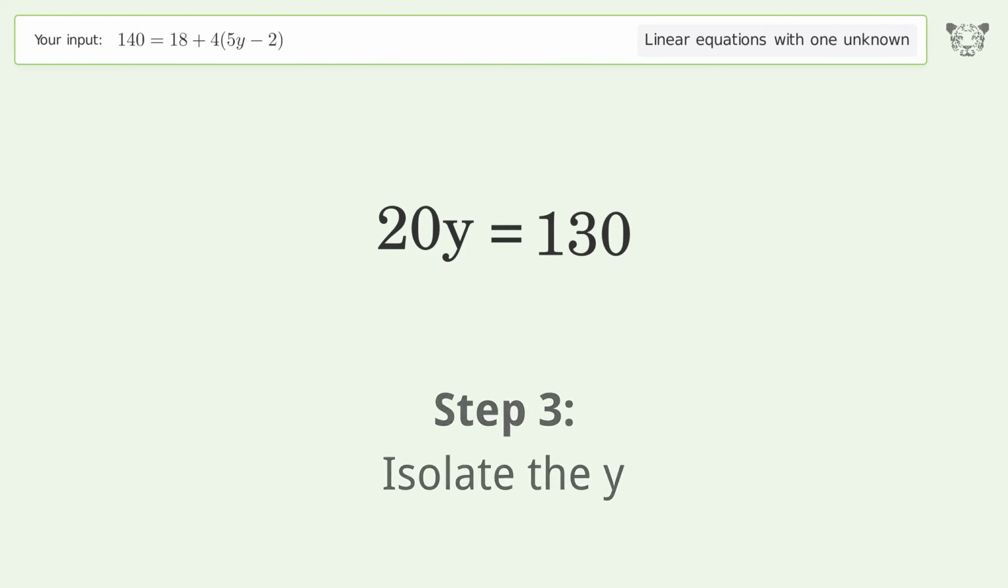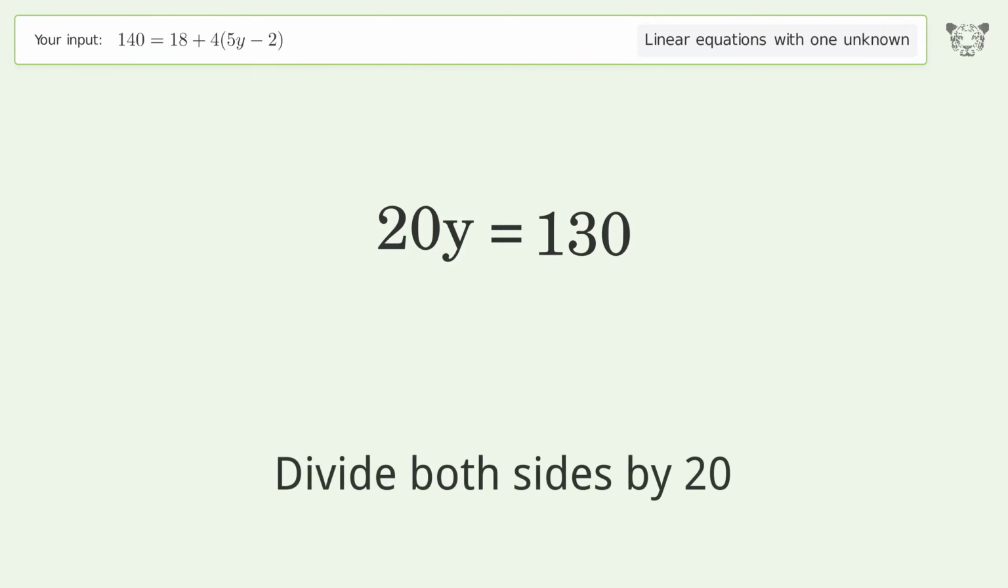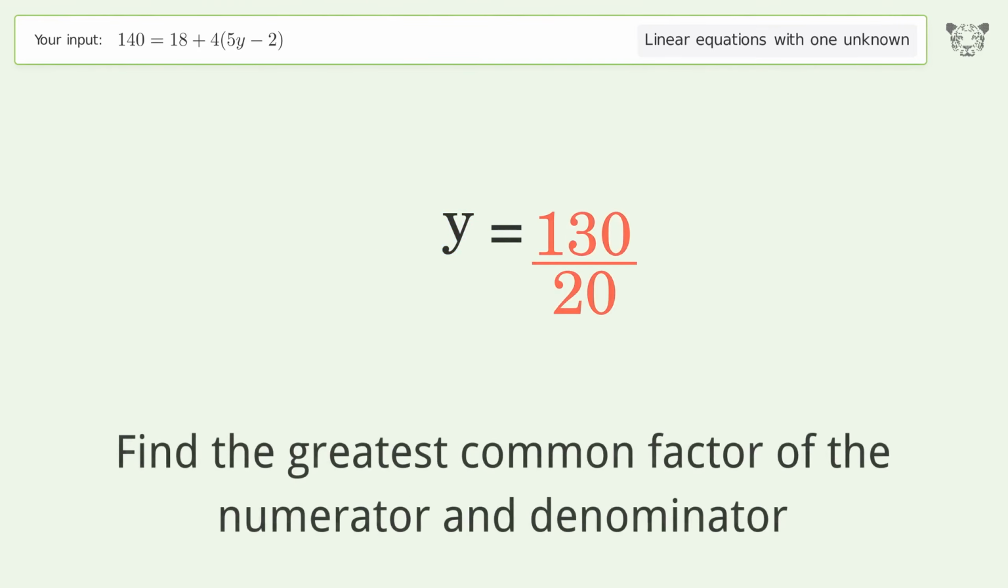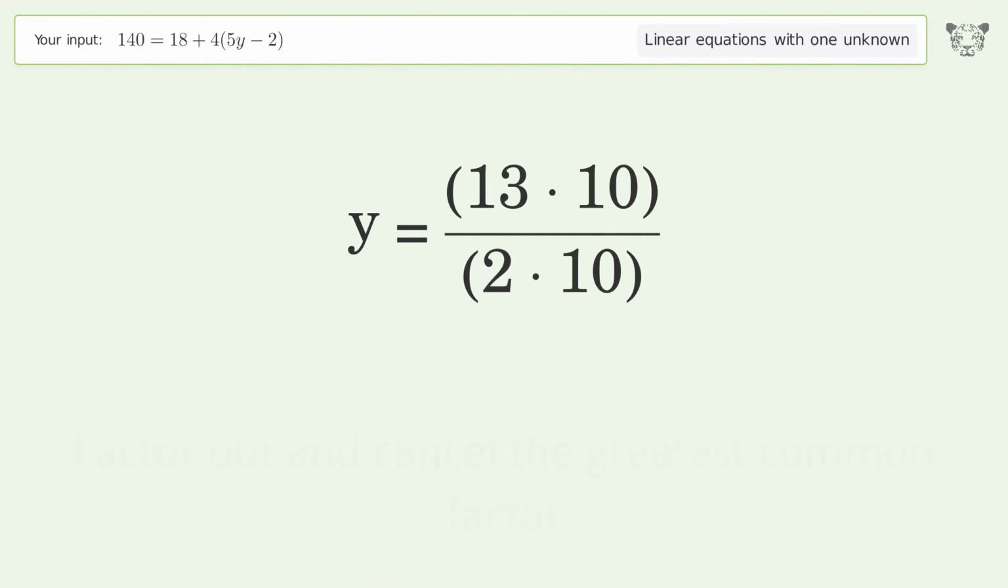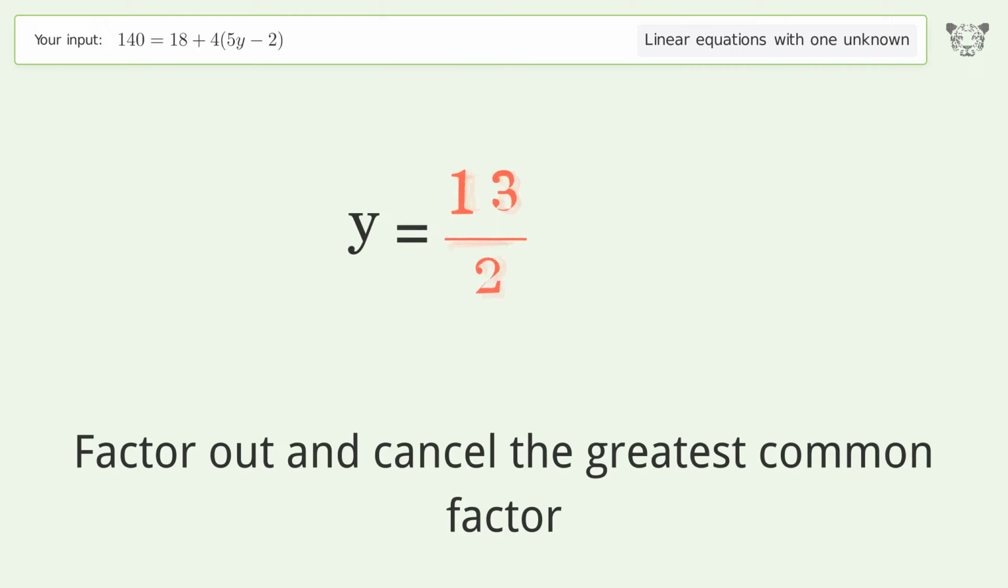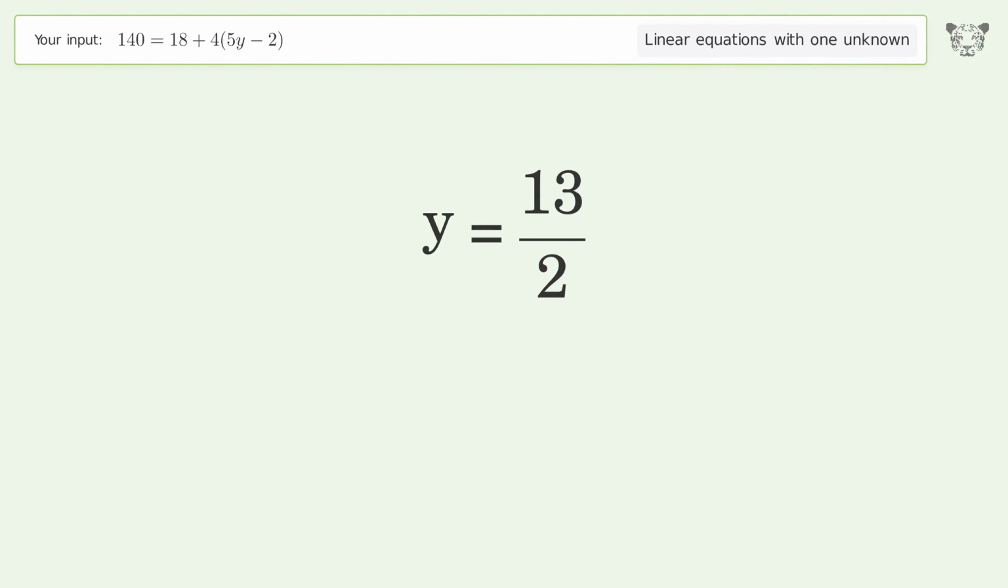Isolate the y. Divide both sides by 20. Simplify the fraction. Find the greatest common factor of the numerator and denominator. Factor out and cancel the greatest common factor. And so the final result is y equals 13/2.